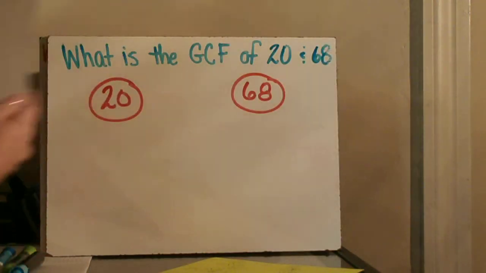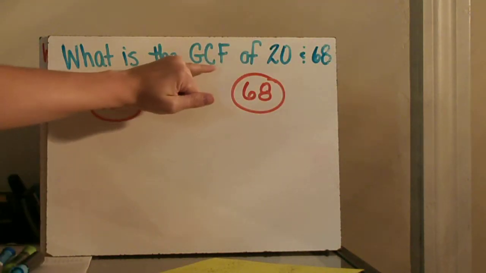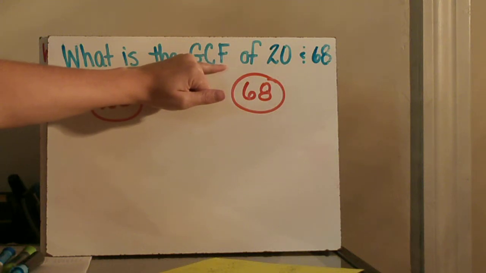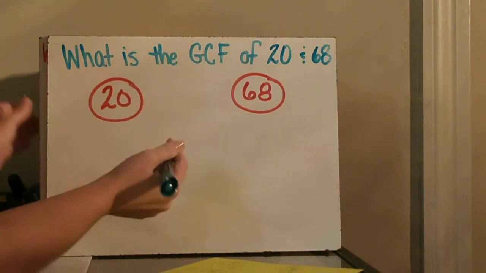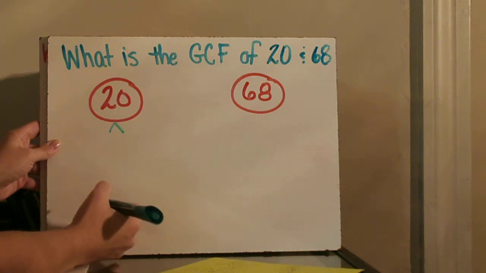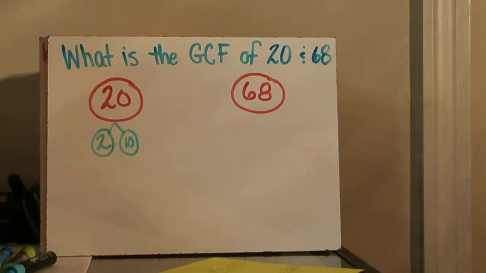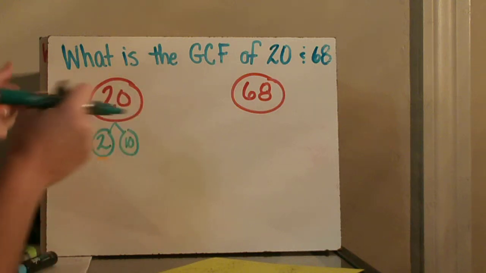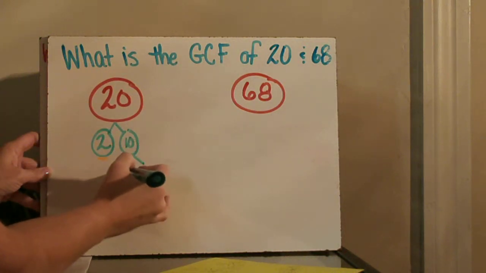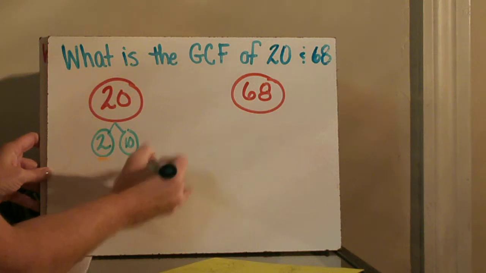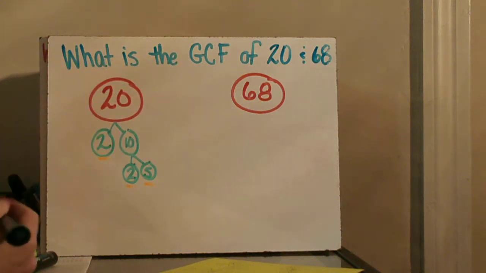Okay? Our first example, what is the GCF of 20 and 68? So when we see GCF, we should think greatest common factor. So I have 20 and I have 68. I am going to use the factor tree to find the prime factors of 20. I know that 20 is 2 times 10, and at this point with the 2, I have a prime number, so I can't go any more on this branch, but I can branch off of my 10. 10 is 2 times 5. And if you notice, I now have a prime and a prime, so I am finished with my factor tree for 20.